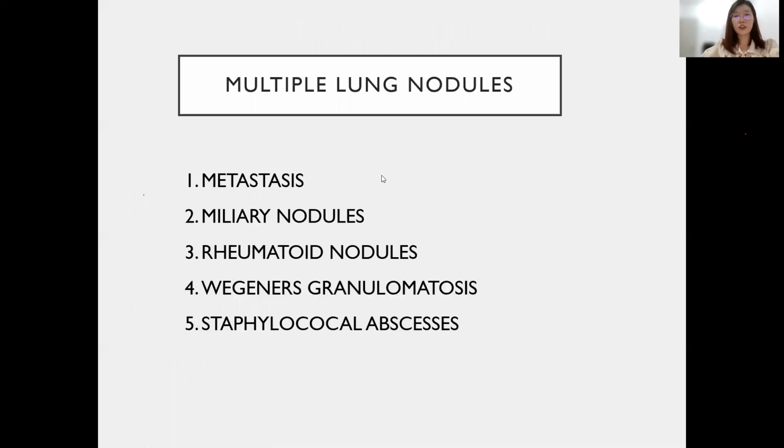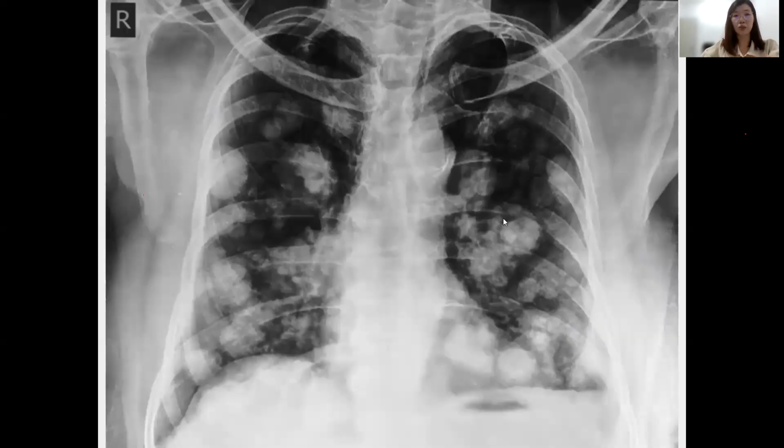Okay, so for differential of multiple lung nodules, always multiple metastasis, number one. Miliary nodules will be tiny fine nodules, 1 to 2 mm in size. You will see very tiny dots throughout the lung field. Rheumatoid nodules, if there's clinical history of rheumatoid arthritis, then granulomatosis is one kind of autoimmune disease. Then staphylococcus abscesses also can present as multiple lung nodules.